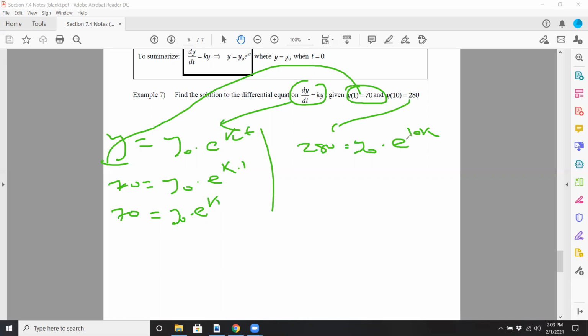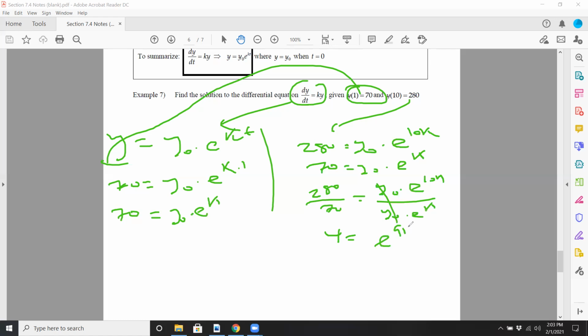Well, what you could do is you get a little creative here. If you stack these two equations together and actually divide them out, you get 280 over 70 equals y sub 0 times e to the 10k over y sub 0 times e to the k. You can substitute also if you want. It's up to you how you want to do it. But you can get even more creative like how I'm doing it here. So you get 4, y sub 0's cancel, and you subtract those exponents, e to the 9k. So 9k equals natural log of 4. K is natural log of 4 divided by 9.